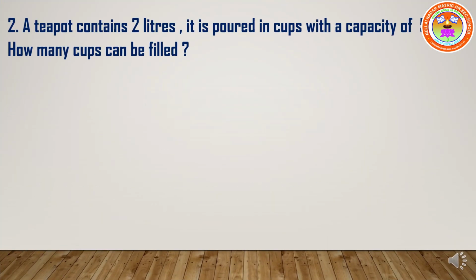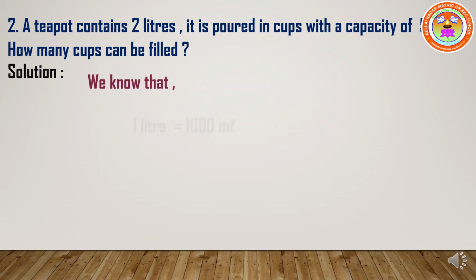Now, question number 2. A teapot contains 2 liters. It is poured into cups with a capacity of 500 milliliters. How many cups can be filled? So, a teapot contains 2 liters of tea and it is poured into cups of 500 milliliter capacity. Now, we have to find how many cups can be filled.